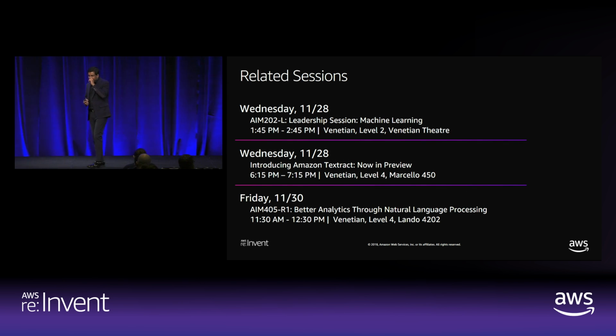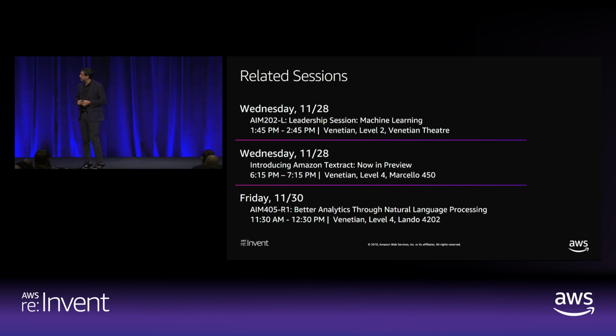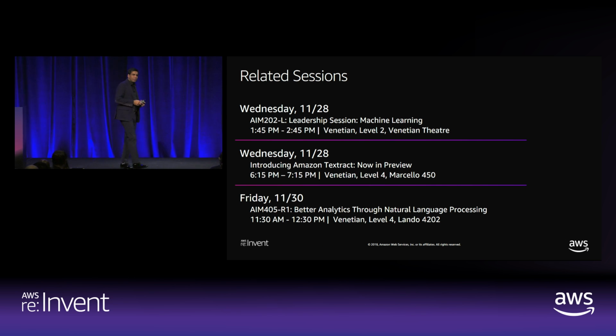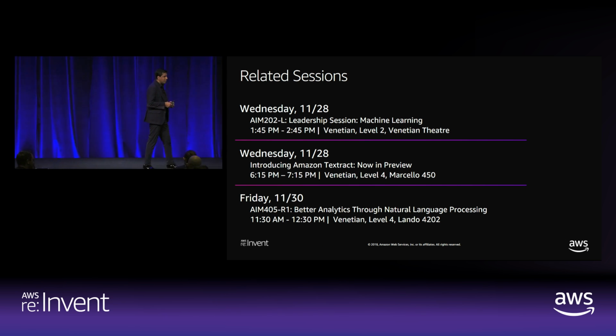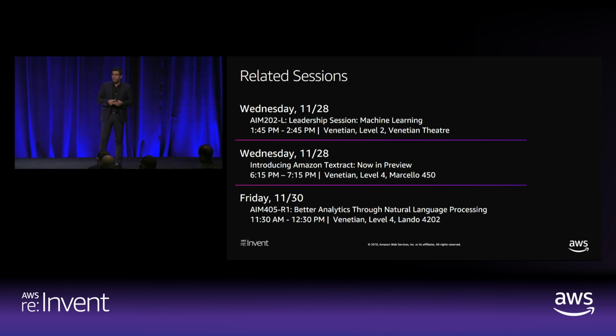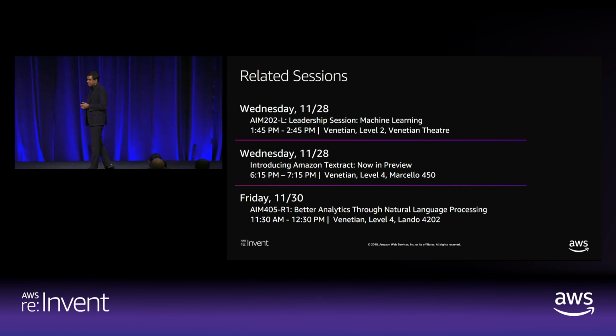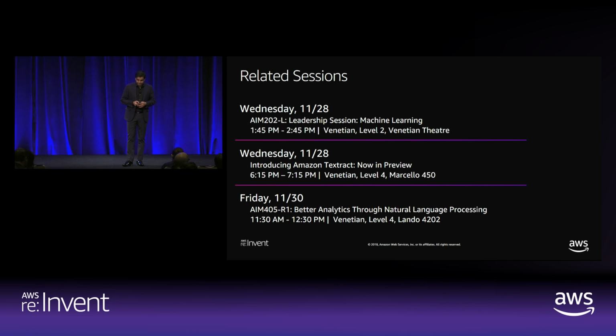Quickly before we leave, these are some of the related sessions that we're talking about. Hope to find you at the Venetian at 6:15. I'm going to tell you about the new service that we're launching today. We call it Amazon Textract. It extracts information from documents, very different than what we have built with Amazon Rekognition. So hope to see you there.